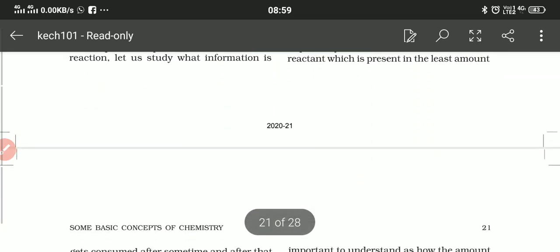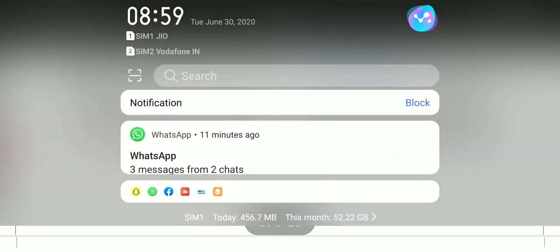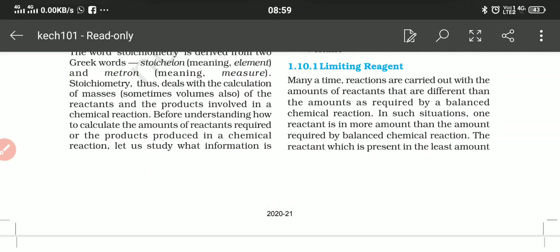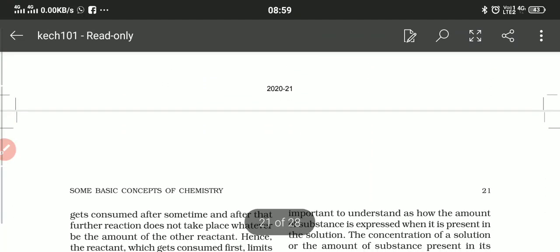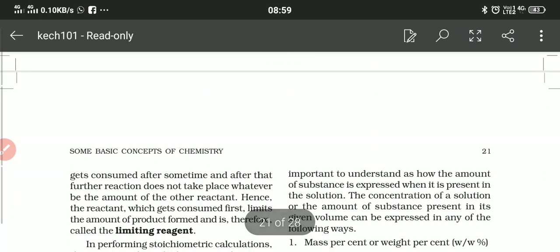Now what is limiting reagent? It is the last point of our unit, limiting reagent. Many times reactions are carried out with amounts of reactants that are different from the amounts required by the balanced chemical reaction. In such a situation, one reactant is present in a larger amount than required by the balanced chemical reaction. The reactant which is present in the least amount is known as the limiting reactant.